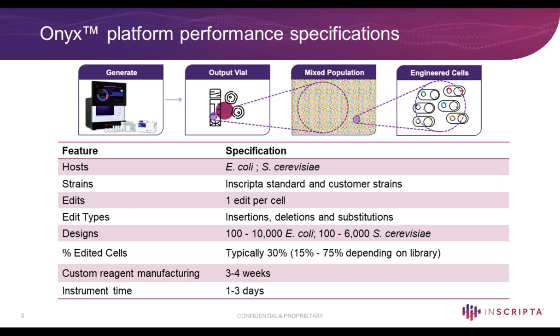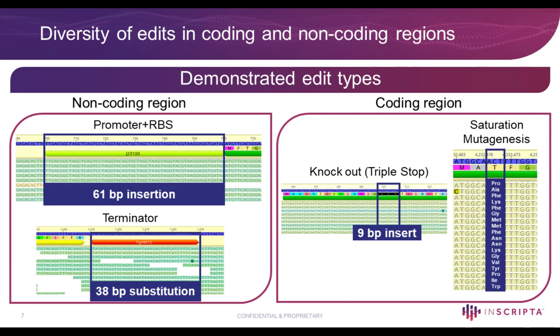From the time to order to receive the reagents is about 3 to 4 weeks. And then the instrument run time is only approximately 1 to 3 days before you get this output vial that contains all of your edited cells.